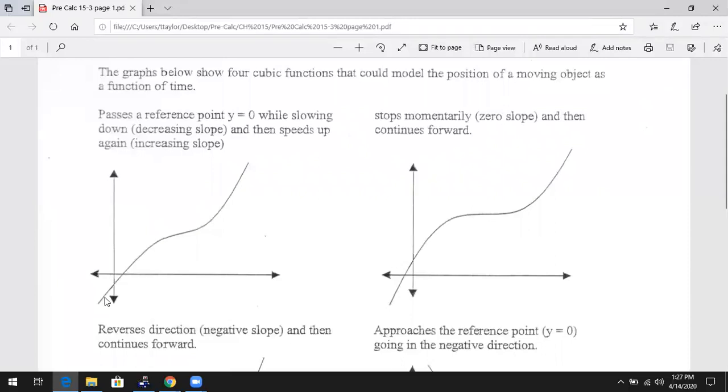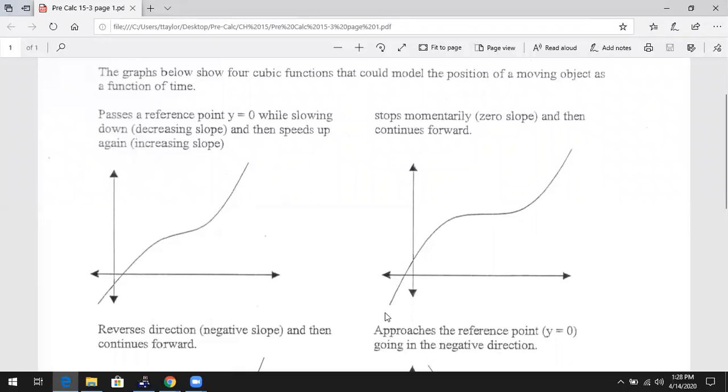So this object passes the reference point. That's basically the x-axis, and then slows down. You can tell it's slowing down based off of the slope of the function, that the curve actually doesn't rise as fast as it used to. And then it speeds back up, meaning that, again, the slope has increased. So it passes the reference point, slows down, speeds back up.